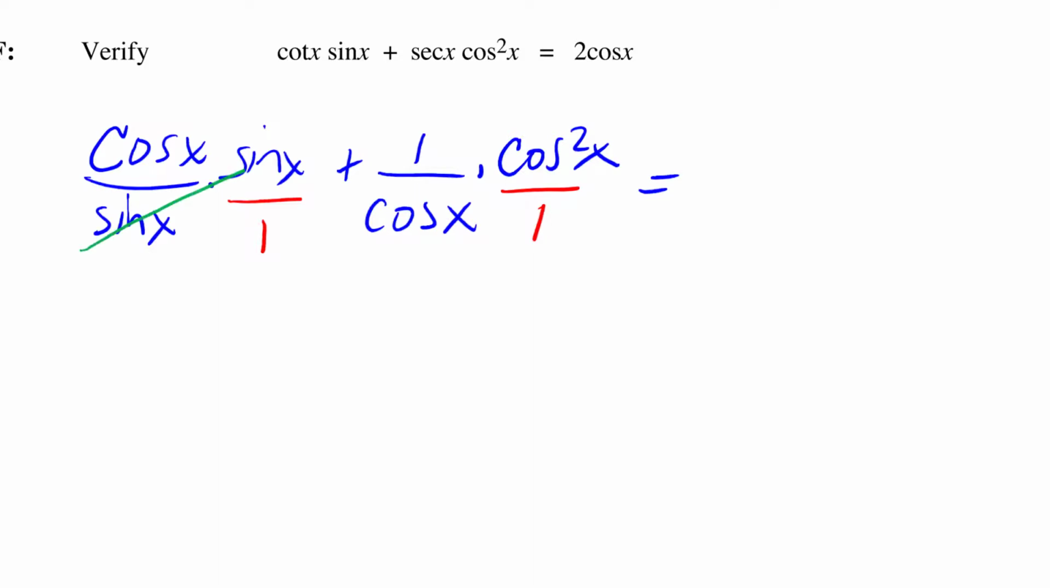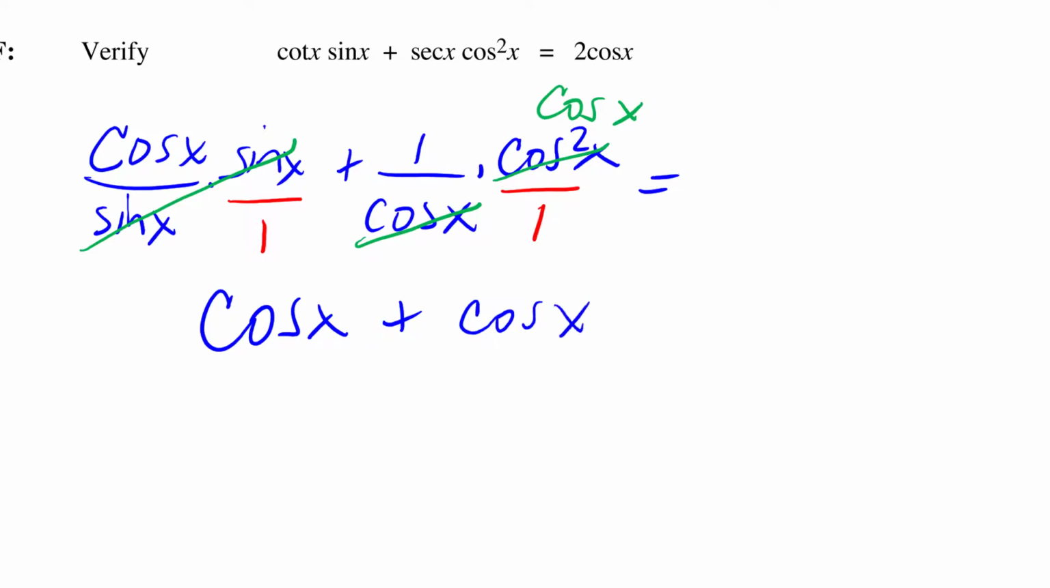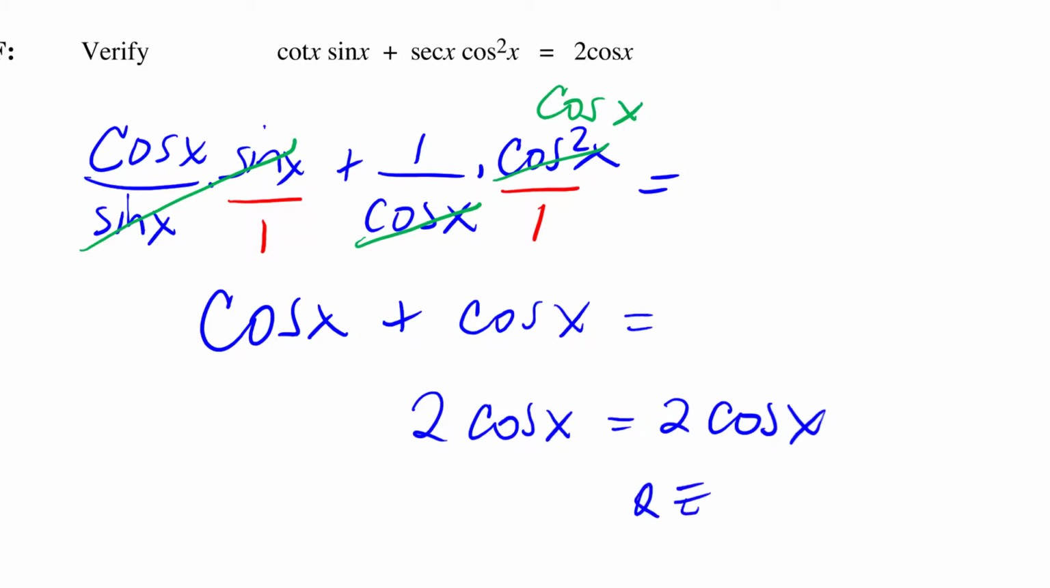Let's see how these simplify. I'm not sure where to go with this just yet, but we kind of play it out and see where it takes us. Sines cancel in the first two fractions, and a cosine x cancels in the second set of fractions. So we get cosine x plus cosine. Oh, I see. We have 2 cosine x. Okay, that makes sense. And of course, equals 2 cosine x. QED.